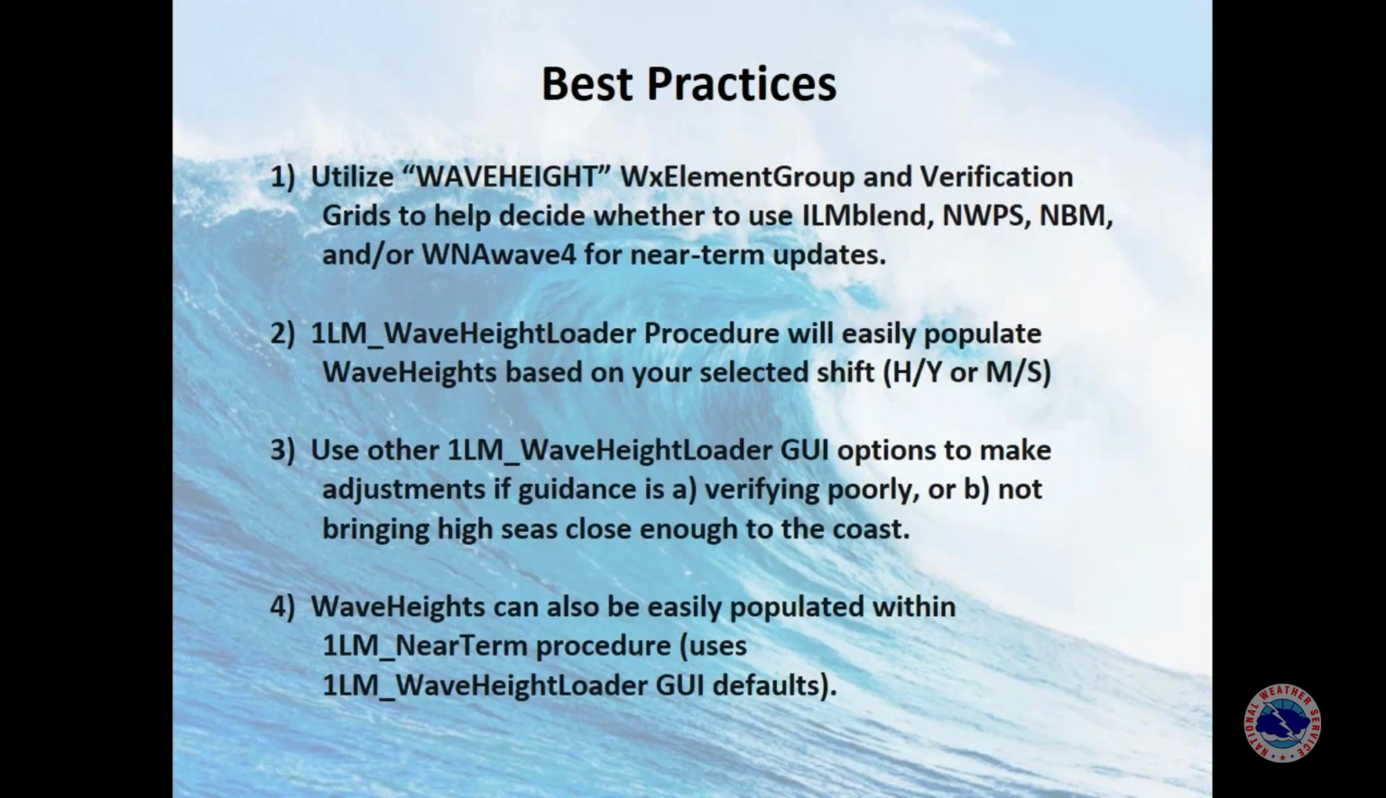So some best practices, I already went through a lot of these things. I'm not going to spend too much time. Just utilize that wave height element group. Make some GUI selections if things seem awry or you want to make a change, if the guidance is verifying quite poorly or it's not bringing high seas close enough to the coast. And the other thing is you don't have to use the wave height loader procedure. If you're doing a near-term update and you click the wave heights checkbox, it's going to use wave height loader defaults. So it's just another way to get the job done.